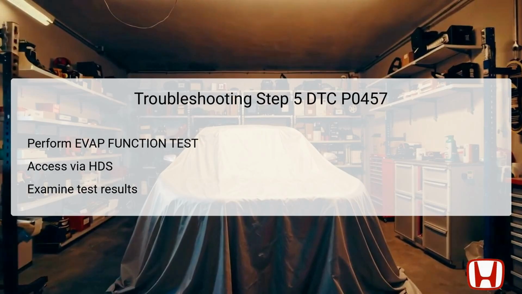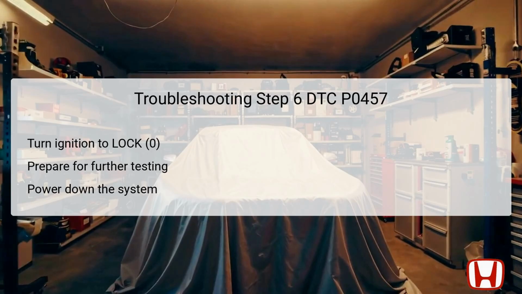Conversely, if the test does show further problems, you can move to the next step in the troubleshooting process for a more in-depth investigation. In Step 6, you will turn the ignition switch to the lock position, referred to as 0. This action effectively powers down the entire electrical system of the vehicle, allowing you to safely proceed with further component tests. Turning the ignition off is crucial as it resets the vehicle's electronic systems, ensuring there is no active power while you work on the EVAP canister vent shut valve.